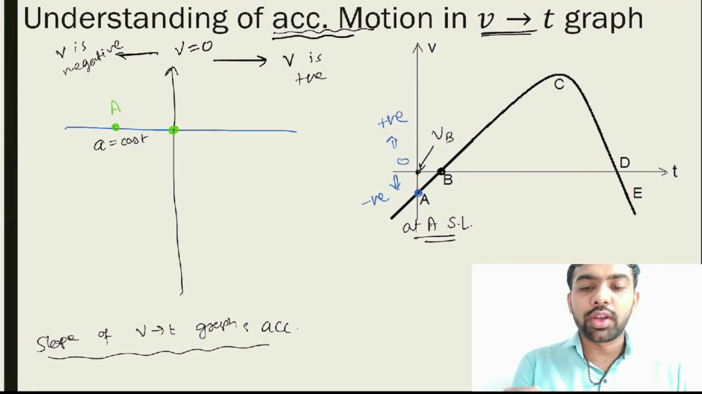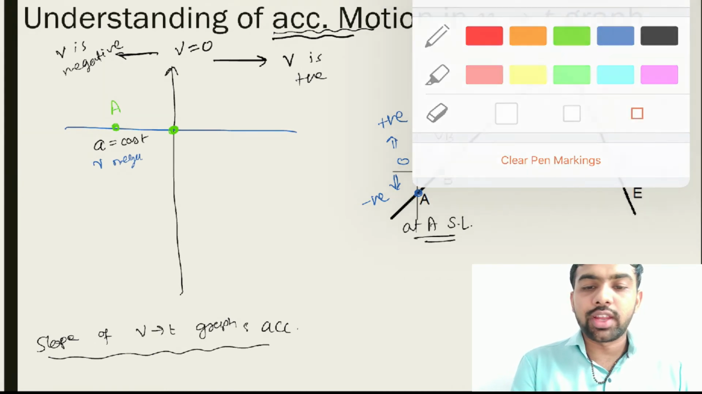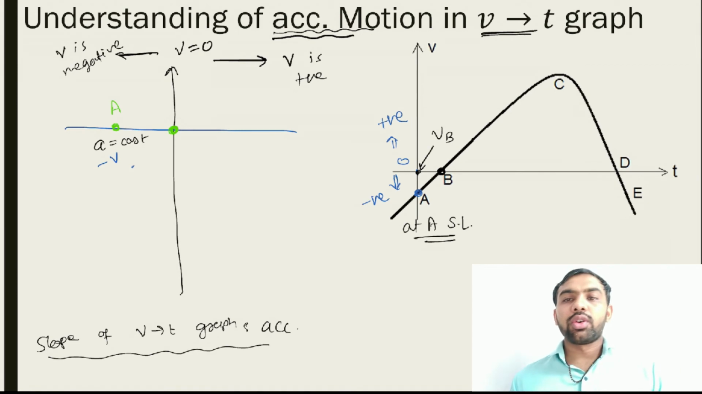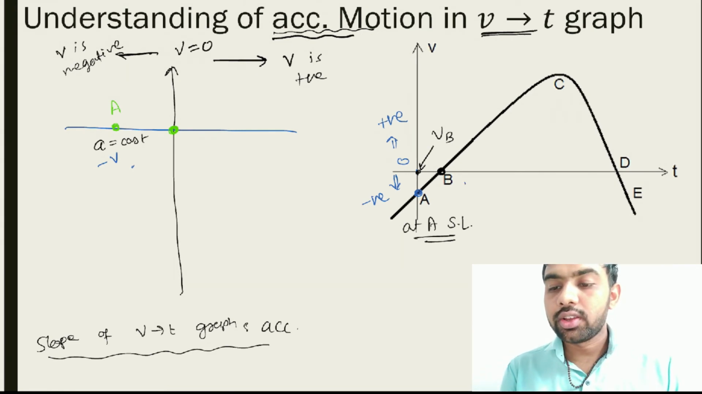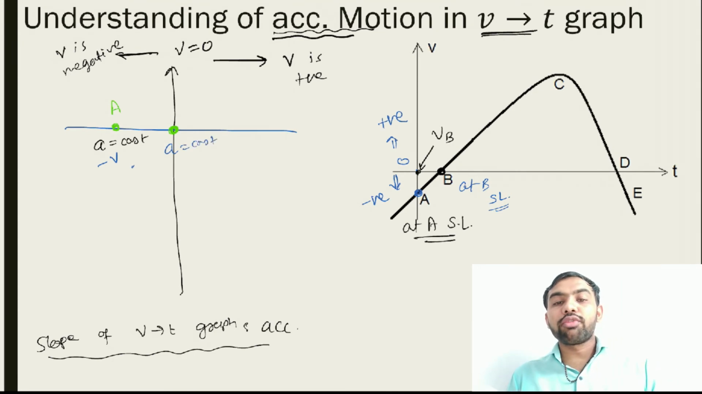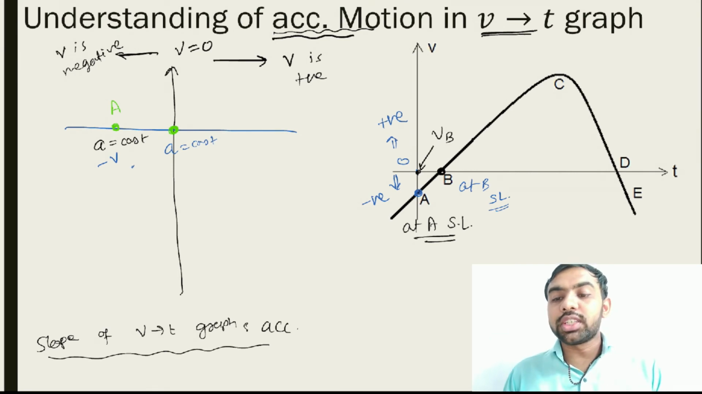So at point A velocity is negative. Write down this negative like this, minus V. Okay, and acceleration is constant. Again at point B, again there is a straight line. At B, again what is a straight line? So slope is constant, so acceleration is constant. Now which type of slope? See, positive slope. So constant but positive acceleration.